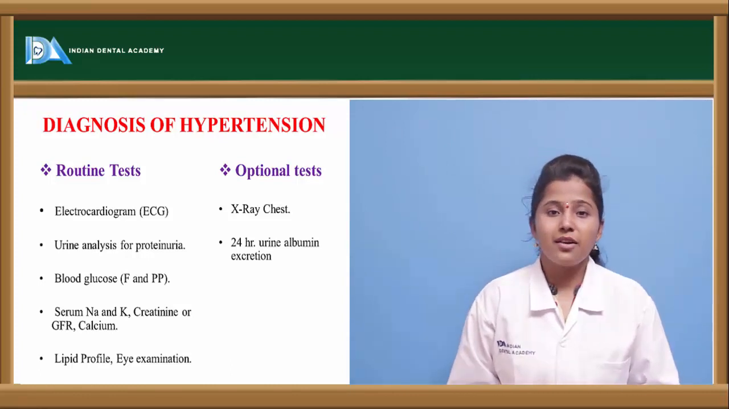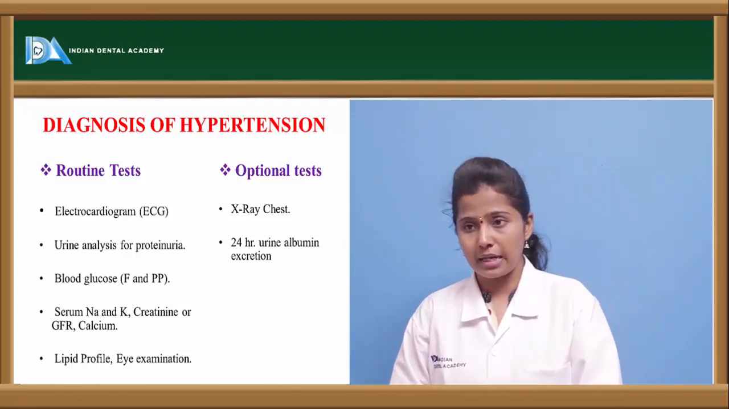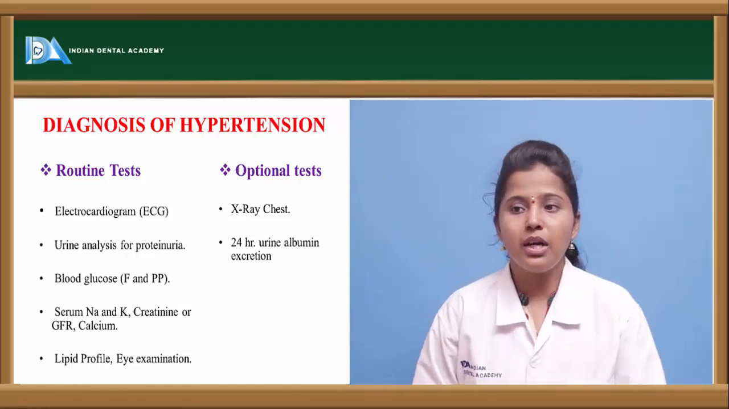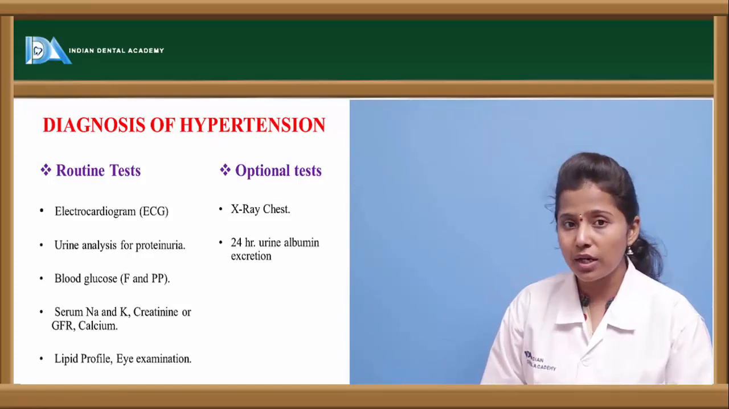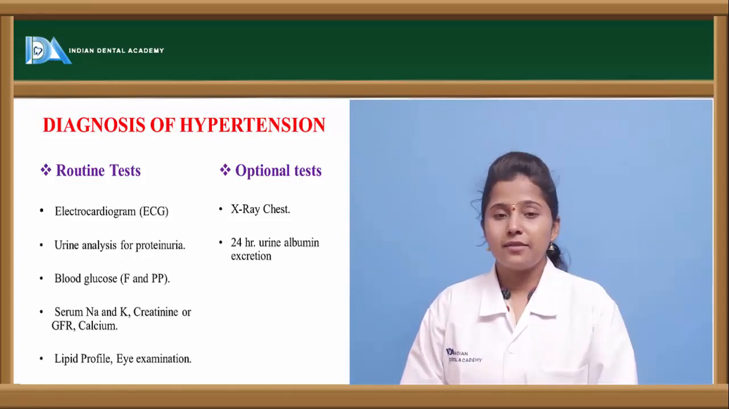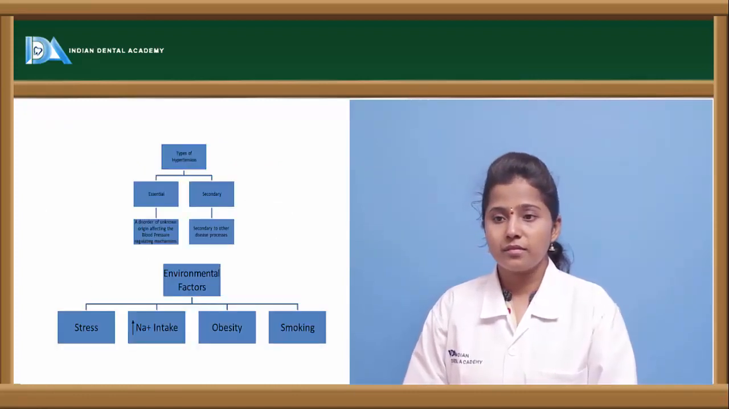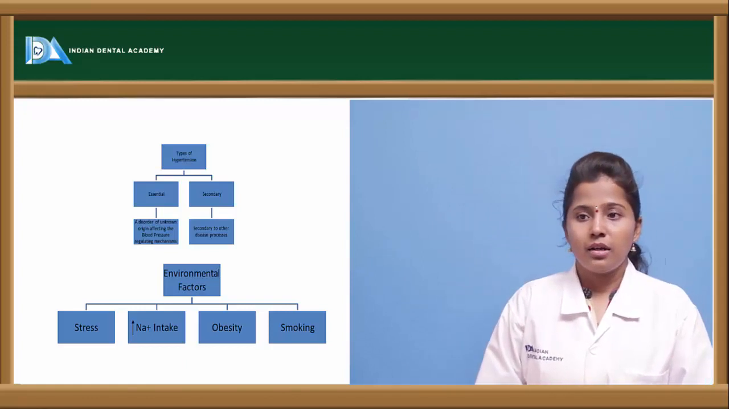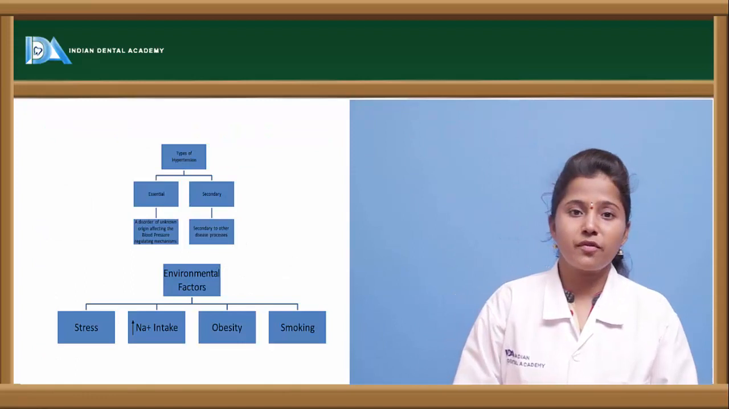And optional tests, if the hypertension is in a severe condition, what are the tests to be carried out? X-ray test and 24-hour urine albumin excretion. So for every 24 hours urine should be collected and it should be done for the test of albumin. And now let us see the types of hypertension. There are two types of hypertension.